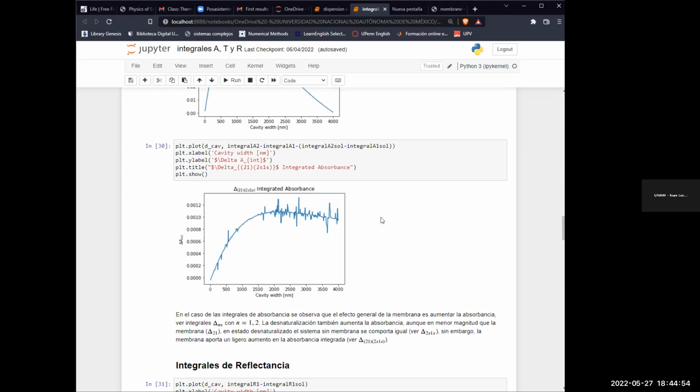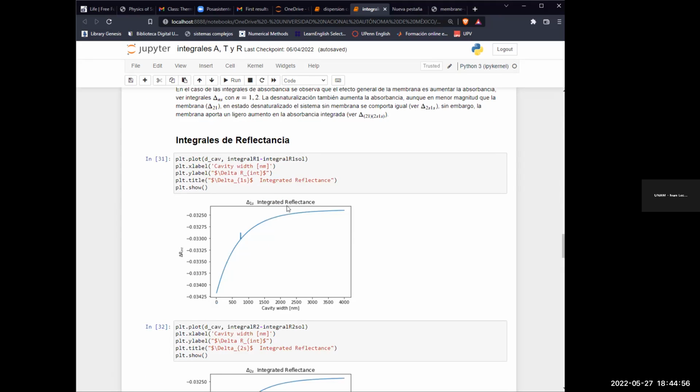We are also working on the reflectance, in the integration of the reflectance at wavelengths lower than 200 nanometers, because we think that maybe the membrane is giving some protection to the system from high energy photons, but I'm having problems extending the analysis to that region of lower wavelengths.